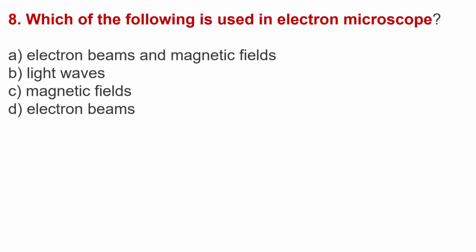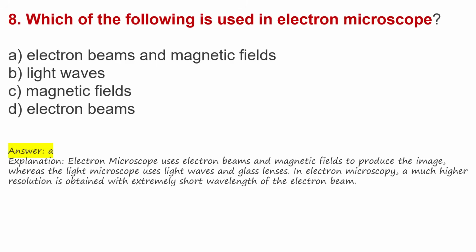So question 8. Which of the following is used in electron microscope? A. Electron beams and magnetic field. B. Light waves. C. Magnetic field. D. Electron beams. Even from the word electron microscope, ladies and gentlemen.